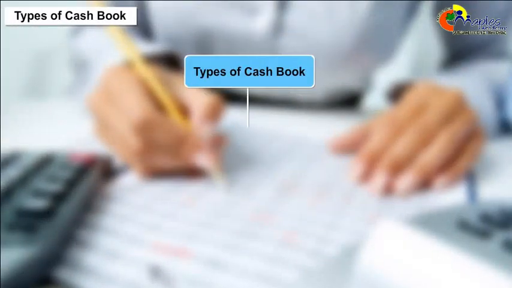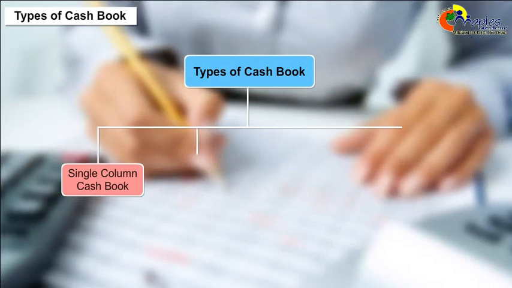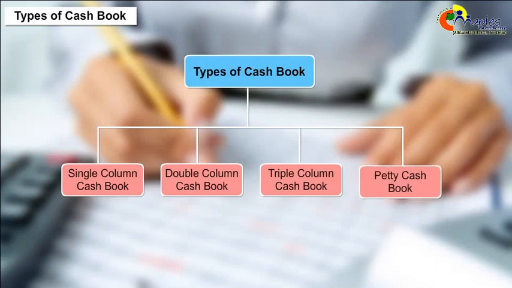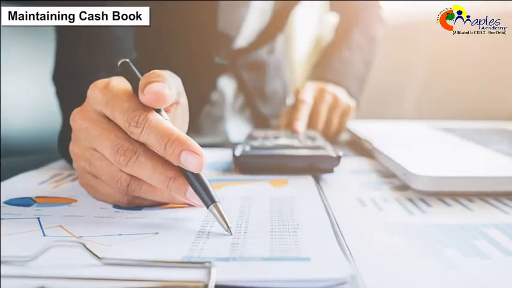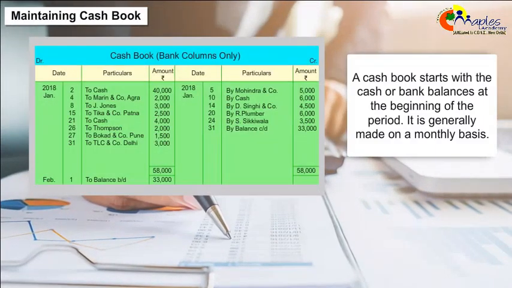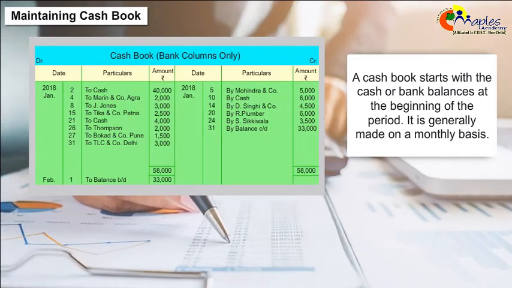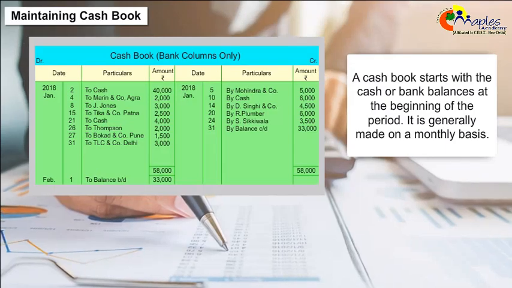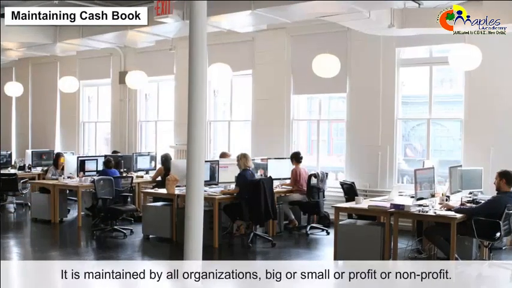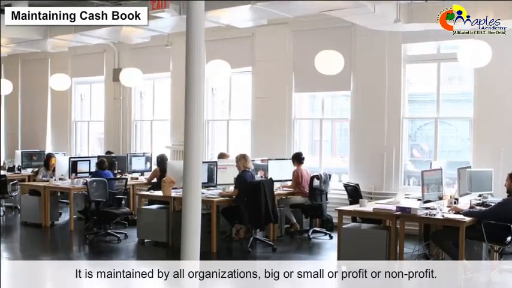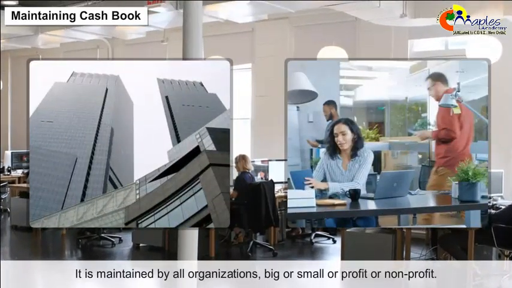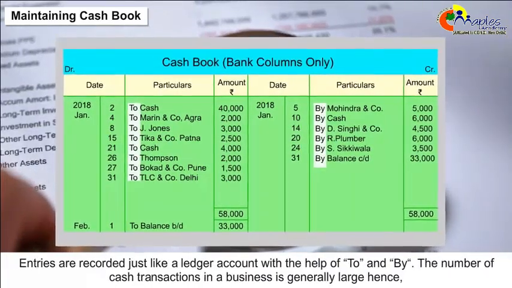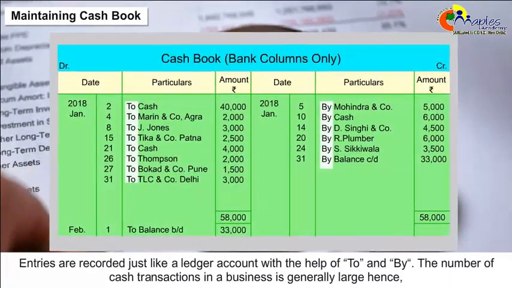Types of cash book: single column cash book, double column cash book, triple column cash book, petty cash book. Maintaining cash book. A cash book starts with the cash or bank balances at the beginning of the period. It is generally made on a monthly basis. It is maintained by all organizations, big or small, profit or non-profit. Entries are recorded just like a ledger account with the help of to and by.